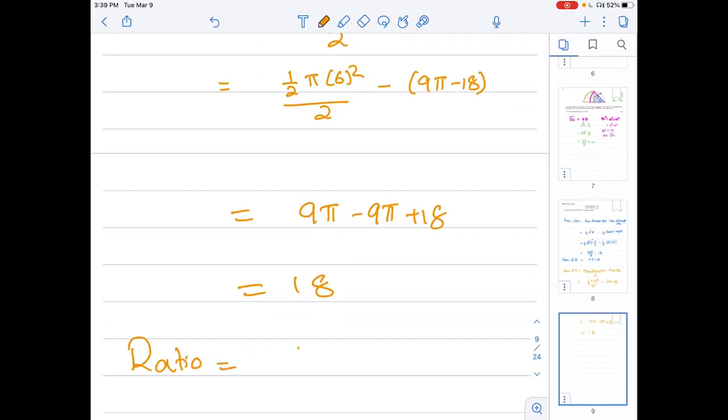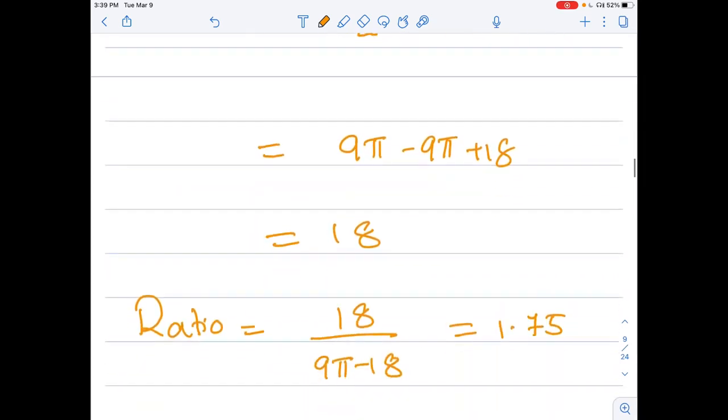So now I want to know the ratio. Ratio will be area of P is 18, area of Q is 9 pi minus 18. We want it in 3 significant figures. Its value will be 1.75. That's going to be the answer.